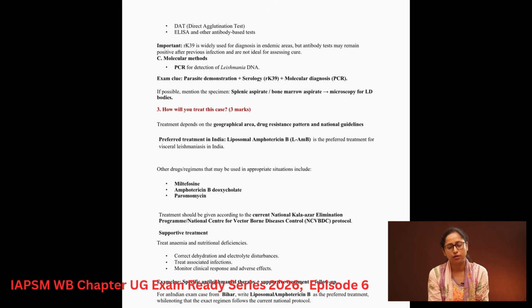Now, the other drugs or regimens that may be used are miltefosine, amphotericin B deoxycholate and also paromomycin. Now, it should be according to the national guideline, that is National Program for Vector Borne Disease Control Program or the protocol of National Center for Vector Borne Disease Control. Those are to be followed and written.